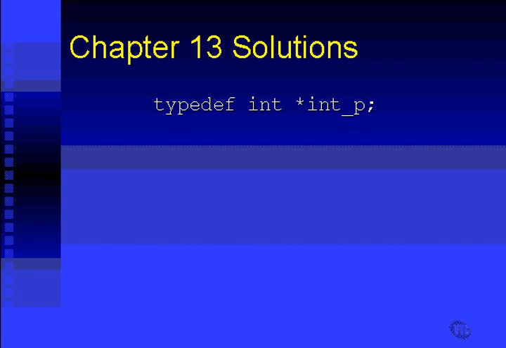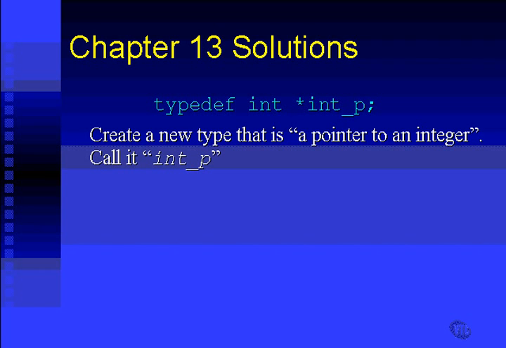The typedef int star int_p semicolon. What does that mean? Well, it means create a new type. That's what typedef is all about, type define. Create a new type that is a pointer to an integer. Call it int_p. That'll be the name of the new type, int_p. Confusing line, isn't it? Well, anyway, that's what it means. How many of you got that?